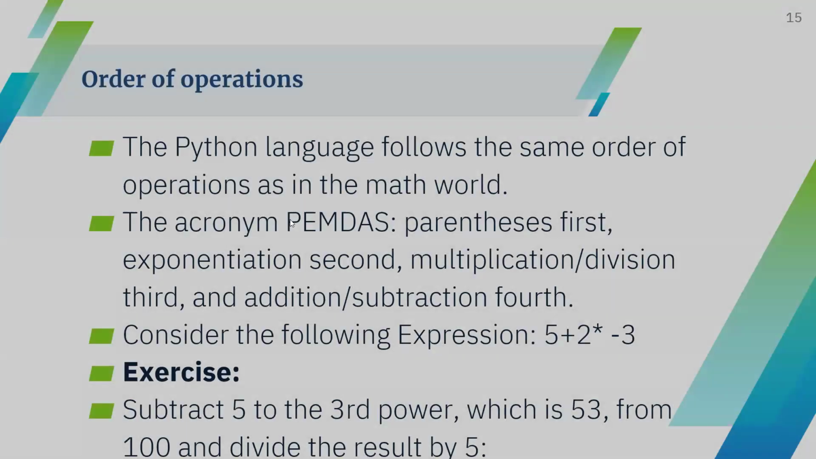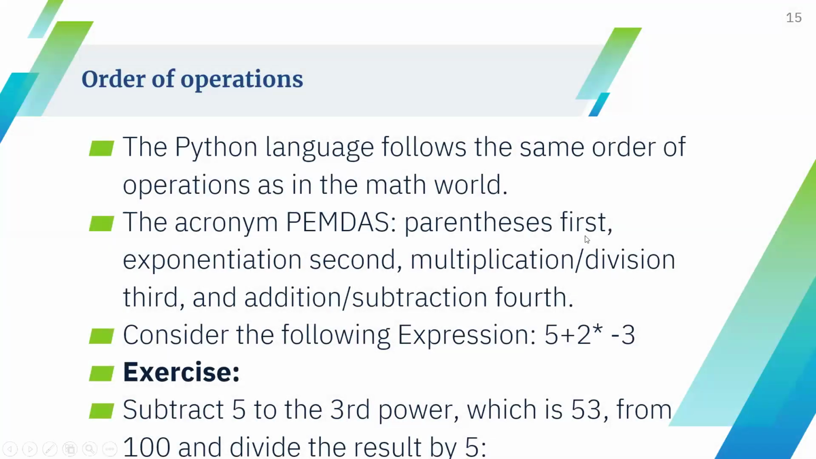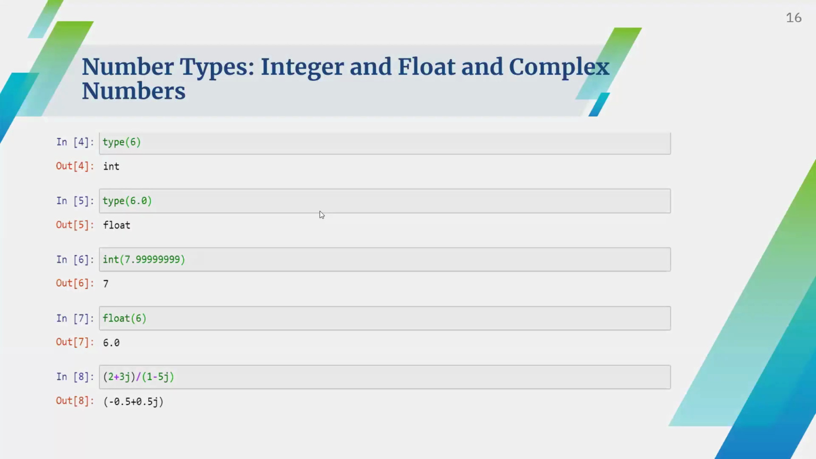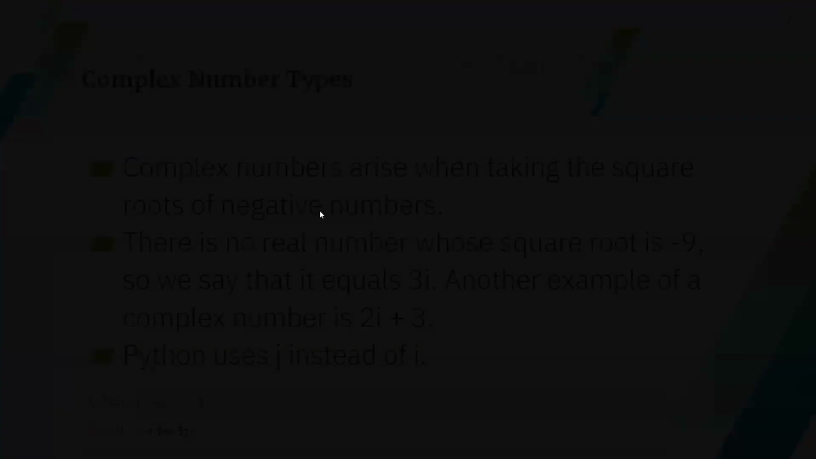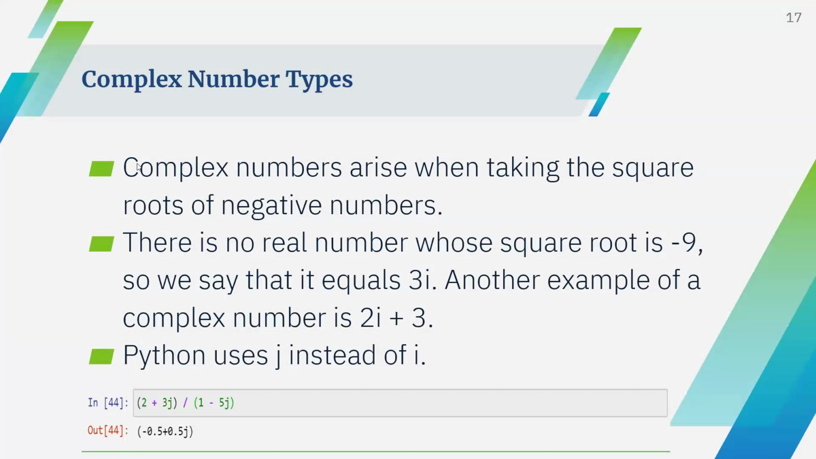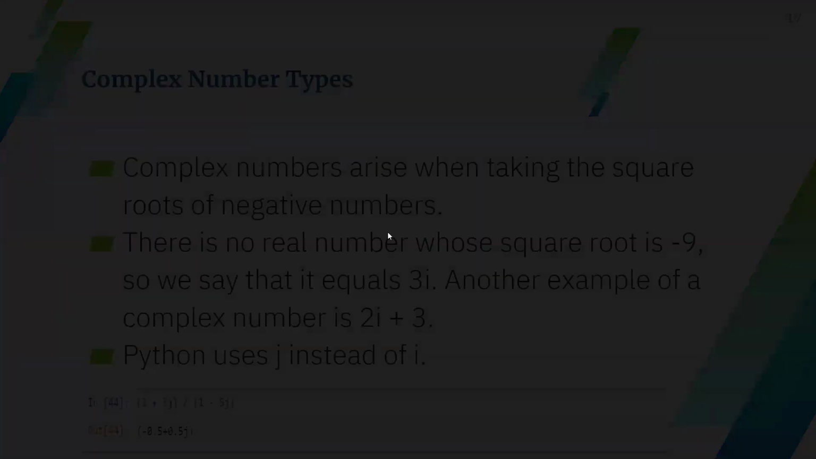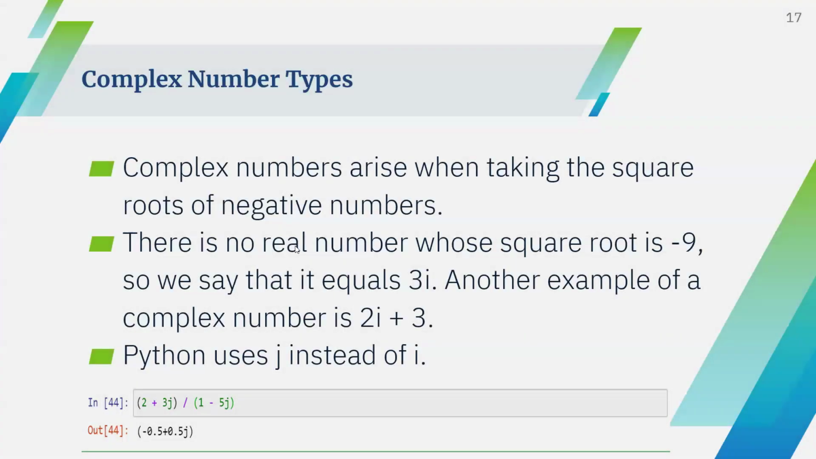So I told you about the order of operation. I told you about PEMDAS, nothing but parenthesis first, exponentiation second, multiplication, division, addition, subtraction. I told you about expression. Then I came back to number types: integer, float, and complex number. I showed you the output also. After this, I told you that I will come back to variables. This is about variables.